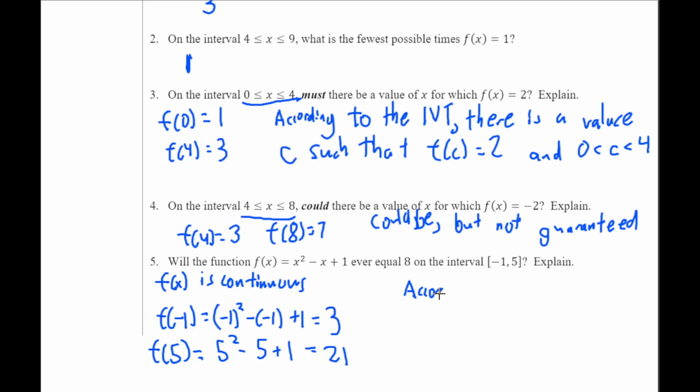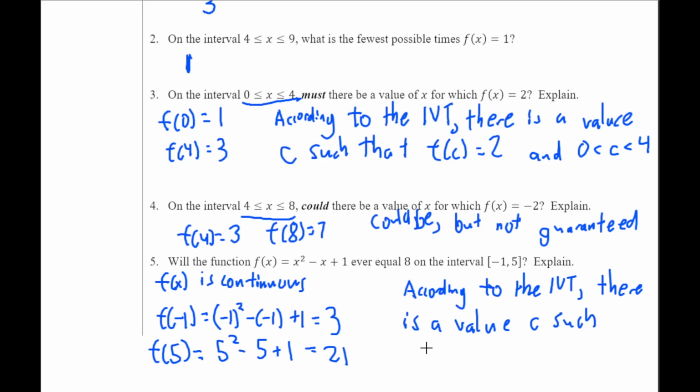So according to the IVT, there is a value c such that f of c is equal to 8, and c is in between negative 1 and 5.